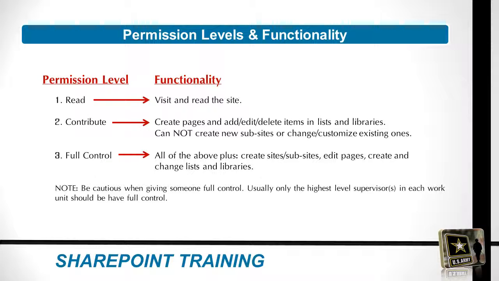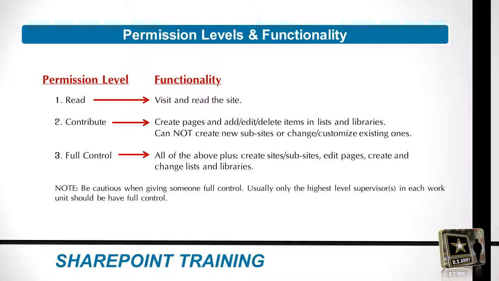Though there are 5 permission levels with varying functionalities, the ones you will grant to users are read, contribute, or full control. Read allows users to visit and read the site. Contribute allows users to create and edit wiki pages, to add, edit, and delete items in lists and libraries, and set alerts for lists and libraries. Full control allows users to do all the above, plus create sites and subsites, customize site pages, and create and change lists and libraries and set site permissions.